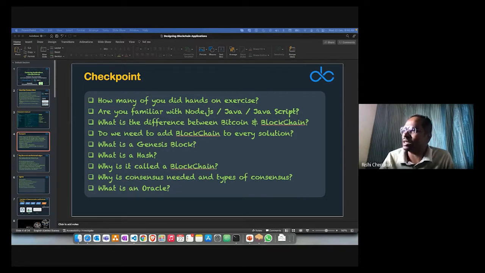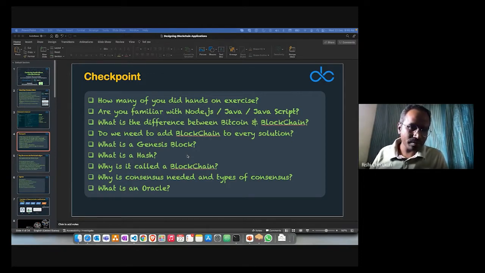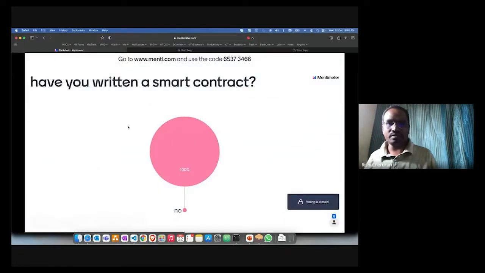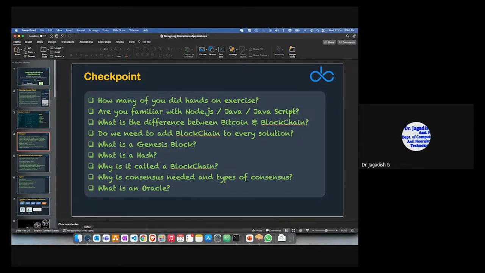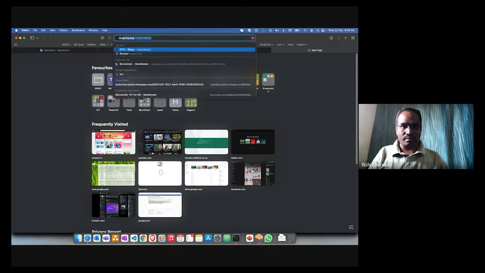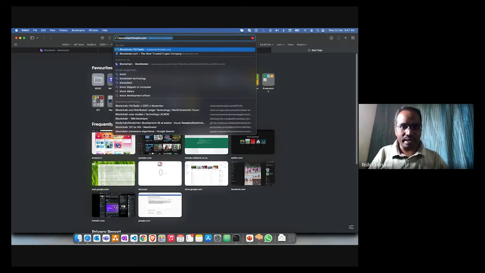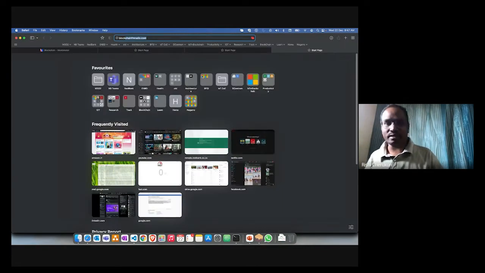I think someone answered there are distributed ledger basics, right? So what is a Genesis block? Do you have awareness of what is a Genesis block? While I do this, let me also bring the Merkle tree. What's a Merkle tree? What is a hash? What is a Genesis block? Can someone try to answer these questions, please?